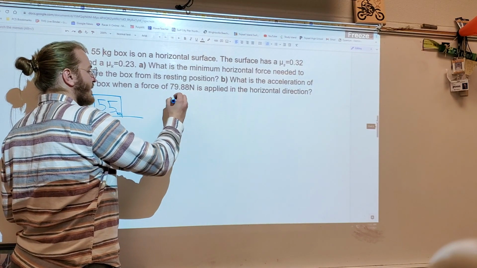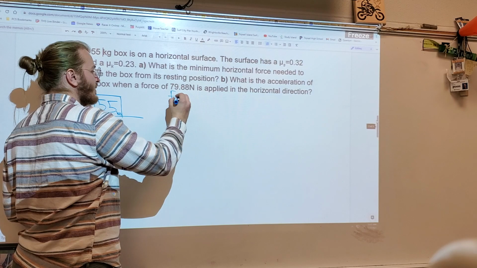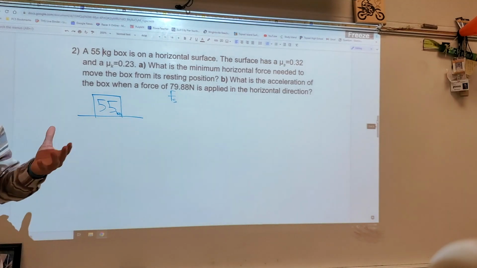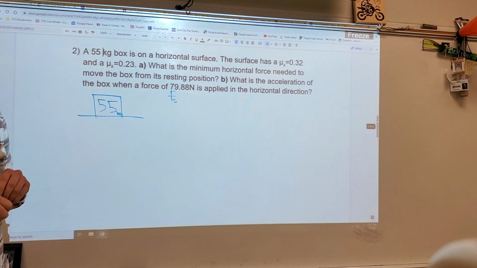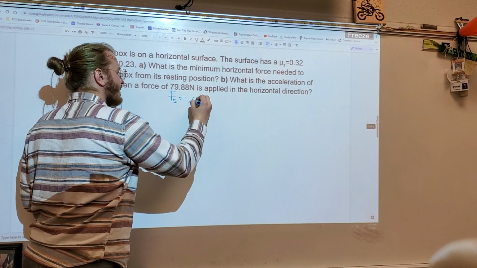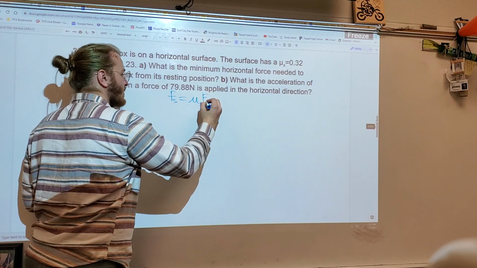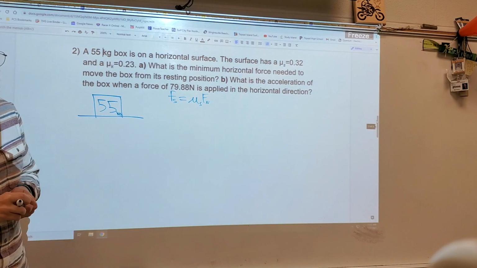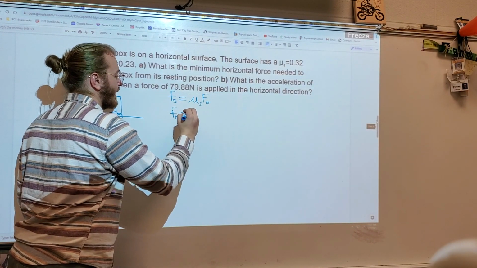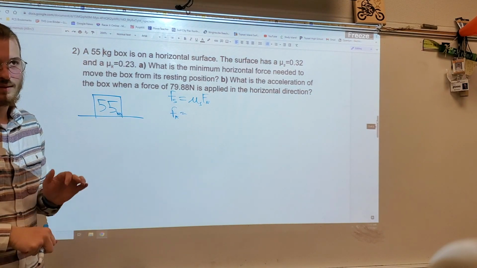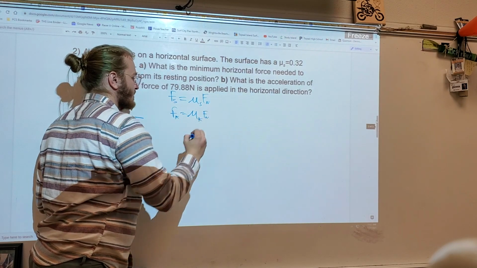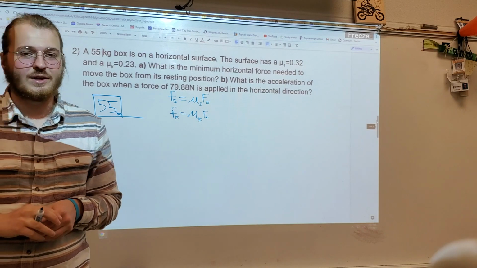Tell me, if I wanted to find the actual value of the static friction, so how many newtons of friction it'll give you, what's the formula for that? Very good. Mu s times the normal force. Now, if I wanted to find the value of the kinetic friction in newtons, how would I do that? Yep. Mu k times the normal force.